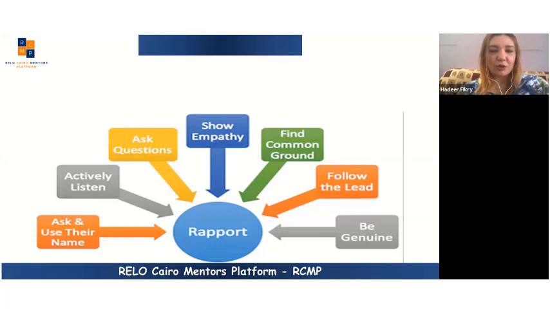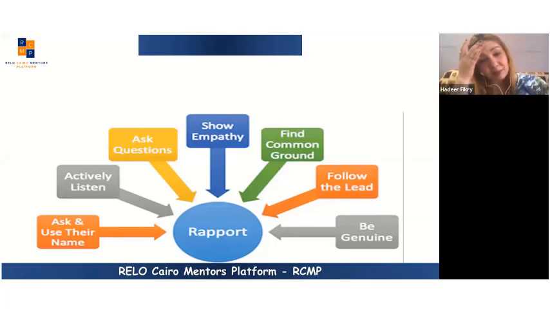Okay. So first of all, you need to address them using their names. Personally, I'm telling you that addressing your students by their names makes you closer to them and makes them happy that you remember each one's name and you can be a friend for each one of them. This is a very important point.